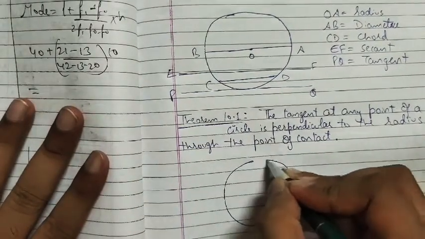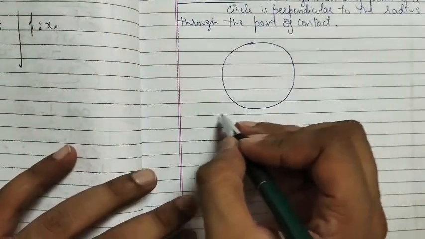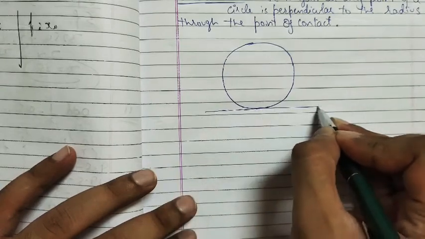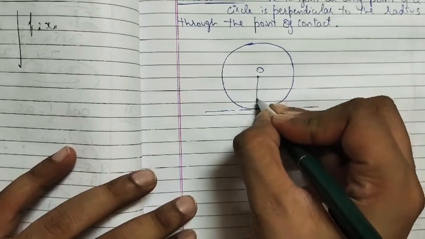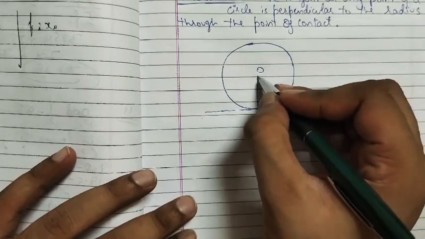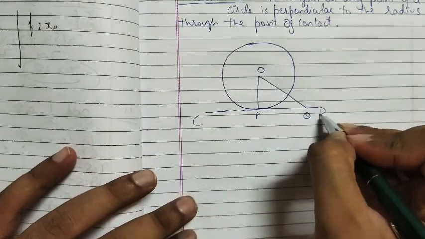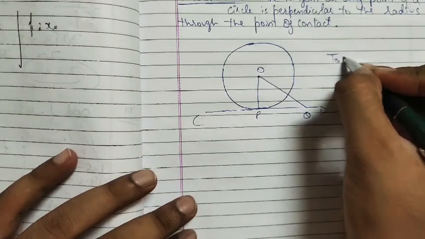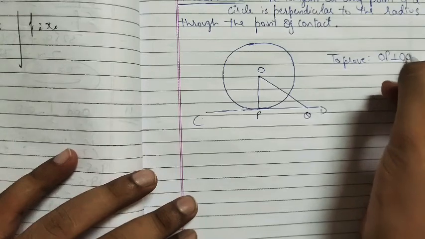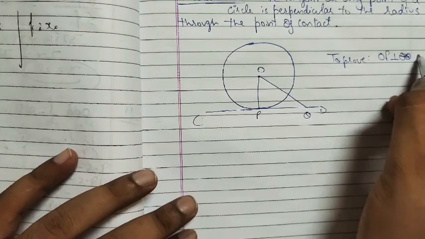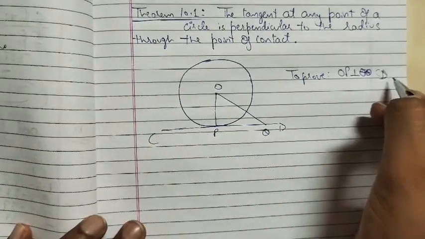So let's just prove it. If this is a circle, and let this be a tangent to the circle, and this is O, the center of the circle. Let P be the point of contact, and this is a point Q on the tangent CD, right? So we need to prove that OP is perpendicular to CD, right?